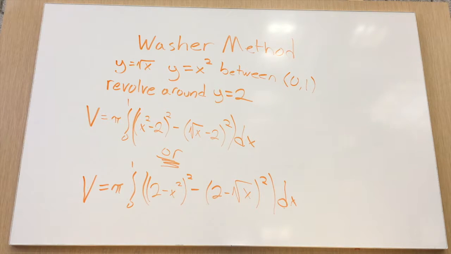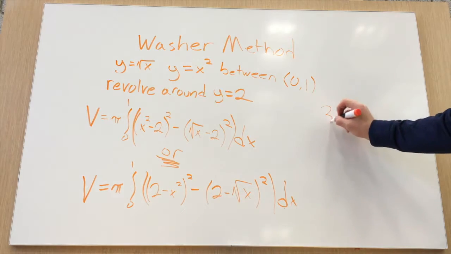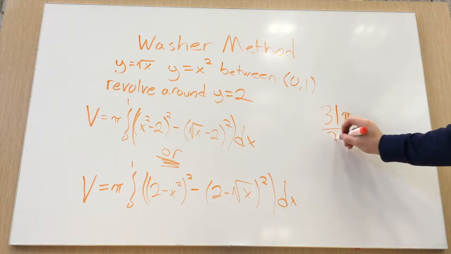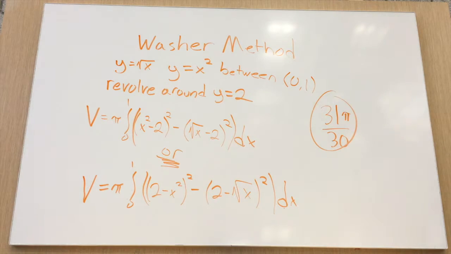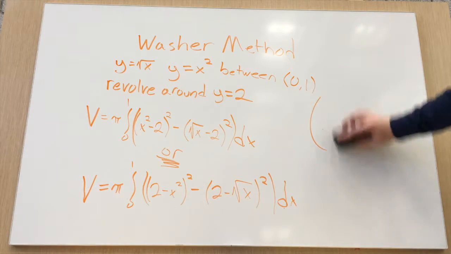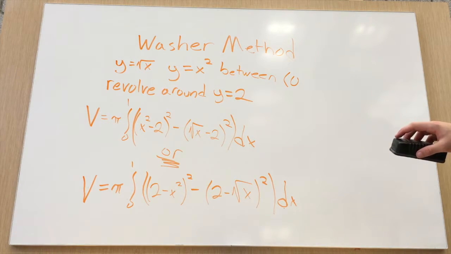So there they are, and you can either pause at this moment to look over it, or you can keep going. That will come out after plugging into your calculator, and obviously you put in the pi, it'll come out to 31 pi over 30.